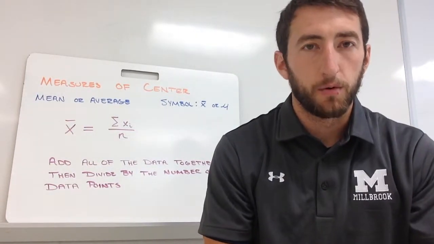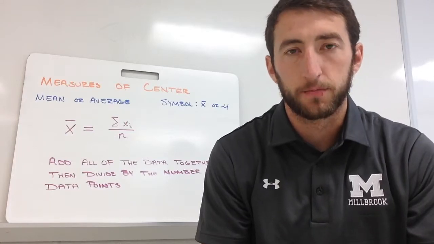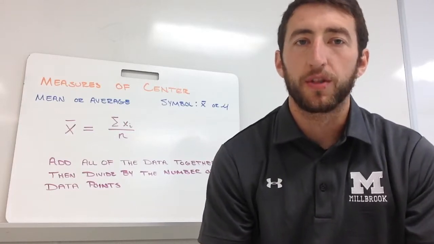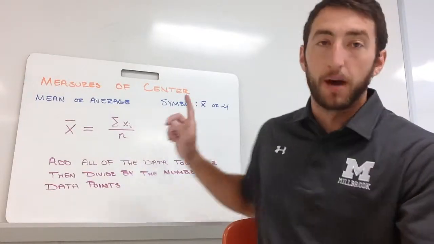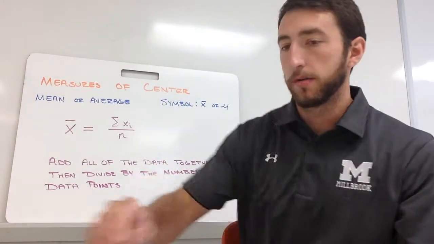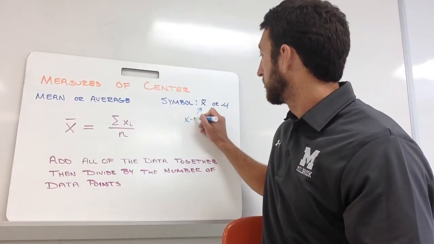Alright, so now what we're going to do is talk about our measures of center, starting with the mean, or the average. You're going to see these symbols a lot. So I'm going to call this one X bar, just so you guys know. That's called X bar.